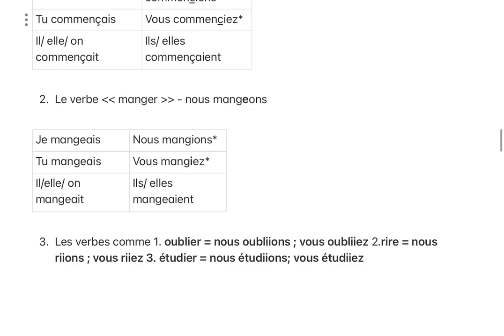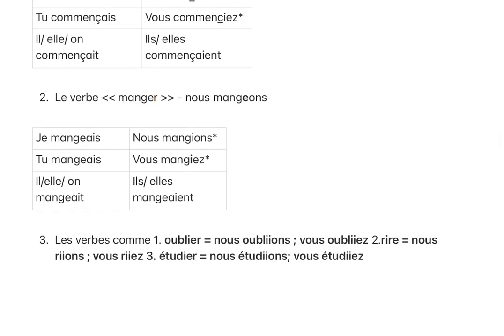Similarly, we have the verb manger, which means to eat. So again, we follow the same steps. We take the nous form of the verb manger, so we get nous mangeons. So the conjugation of the verb manger in the imperfect tense is je mangeais, tu mangeais, il mangeait, elle mangeait, on mangeait, nous mangions.